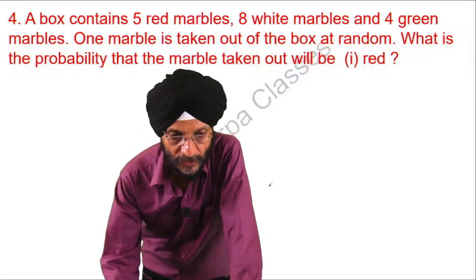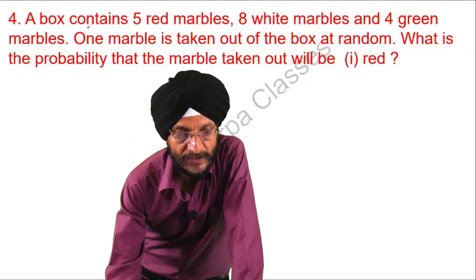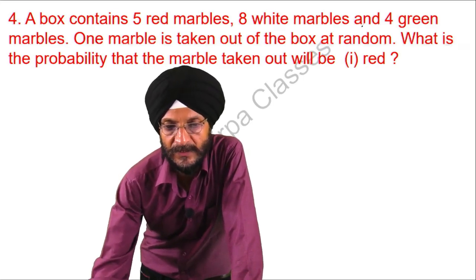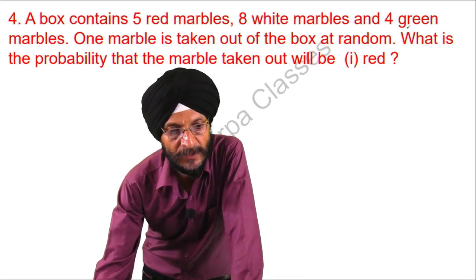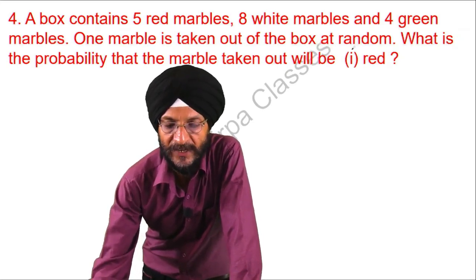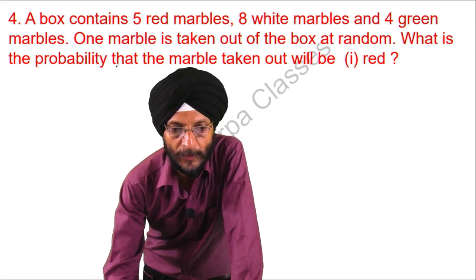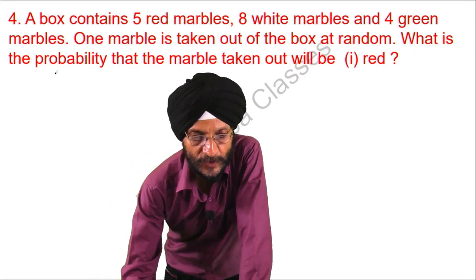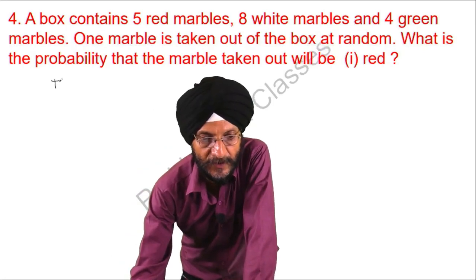Now the question before us is: a box contains 5 red marbles, 8 white marbles and 4 green marbles. One marble is taken out of the box at random. What is the probability that the marble taken out will be red? So here, what is the given?